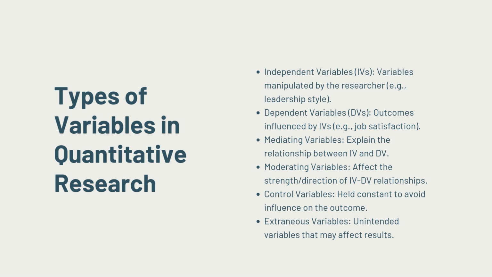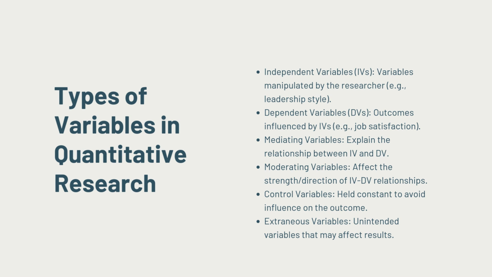The first and the most basic is independent variables or IVs. These are the variables that you, as the researcher, can manipulate or categorize. They're the presumed cause in the cause and effect relationship you're investigating. For example, in a study examining leadership styles, the type of leadership, whether transformational, transactional, etc., could be your independent variable.